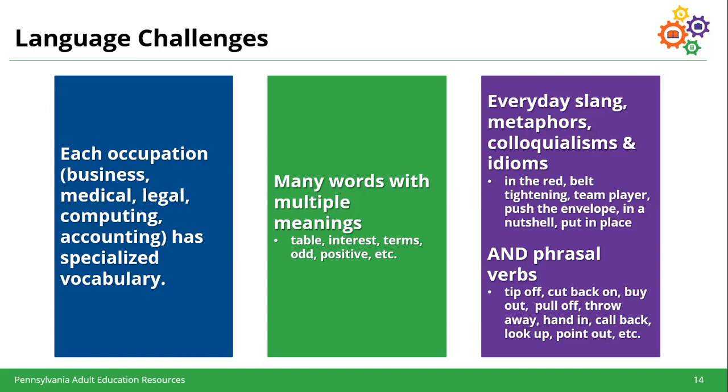Finally, phrasal verbs are a confusing feature of the language for English language learners to grasp. Phrasal verbs are action words in English that mean a specific thing when a preposition is added to the base verb. To tip someone, for example, means something different than to tip someone off. Similarly, throwing something is not the same as throwing it away.